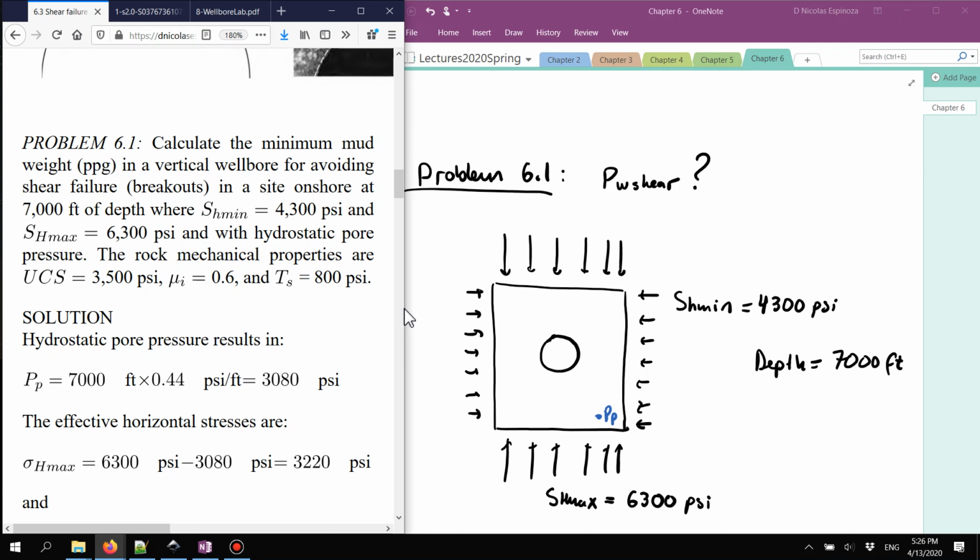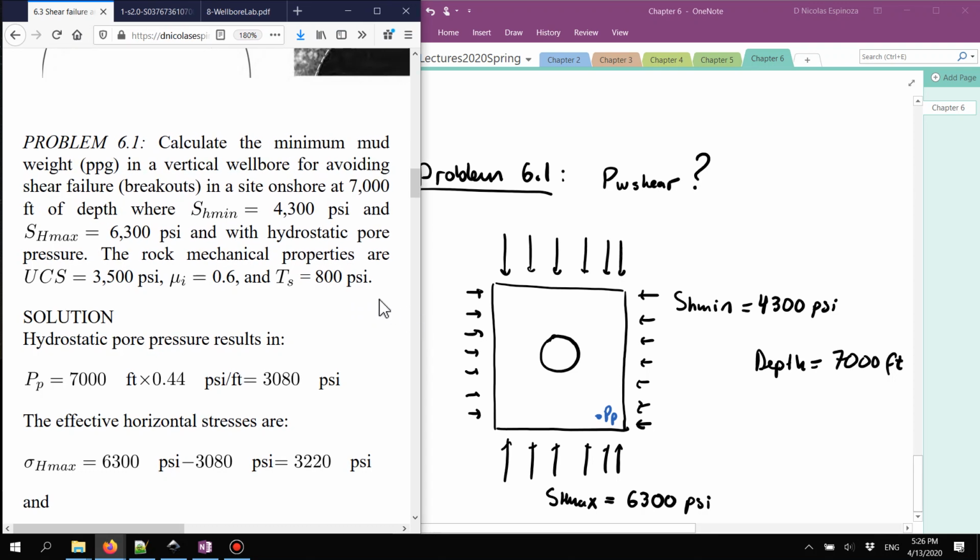First of all, we need to know the state of stress at this particular location. And the first thing that we're going to do is to calculate the pore pressure because we need effective stresses. Here's the calculation of the pore pressure. Since we know that this is a hydrostatic pore pressure, we use a gradient of 0.44 psi per foot times 7,000. This is the pore pressure that I have.